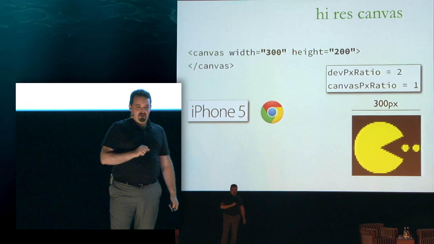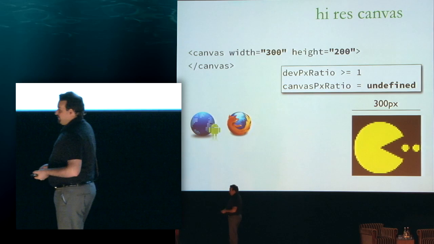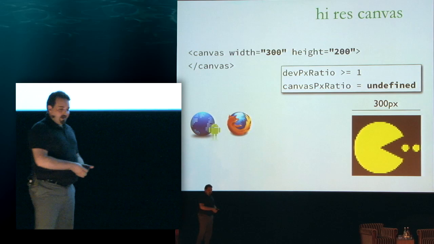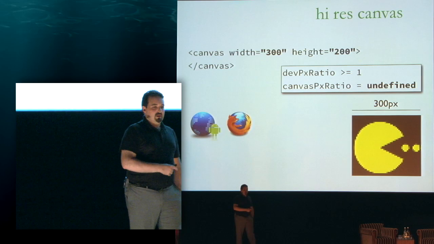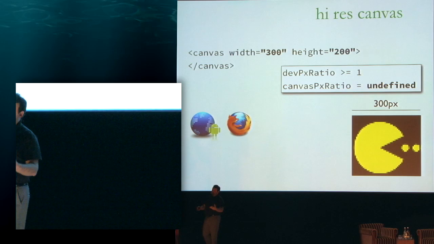So that's also on Chrome. If you have a high-resolution Android and you're using Google Chrome, you are getting the same result. On other browsers, such as Firefox or Android browser, on a high-resolution screen, right now this canvas pixel ratio is not available, so it's undefined. But you still get the crappy version, the low-resolution canvas. So we need some hack if we want to provide a high-resolution game, for example.